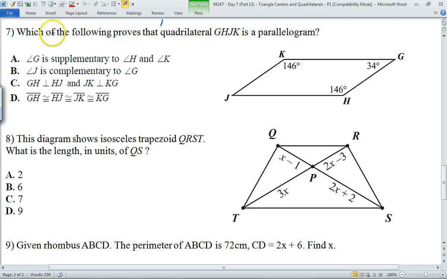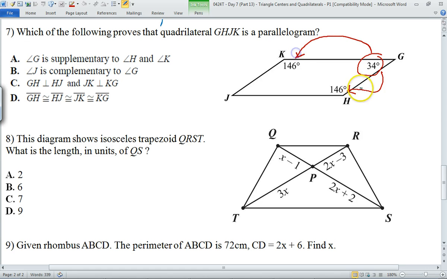All right, number 7. Which of the following proves that this thing is a parallelogram? Well, some of these just don't even make any sense at all, but if it's a parallelogram, the angles that are right next to each other should be supplementary. That will only happen if it's a parallelogram. So, for example, if you look at angle G, is angle G supplementary to angle H? Are those supplementary? Yeah. Add them up and tell me what you get.